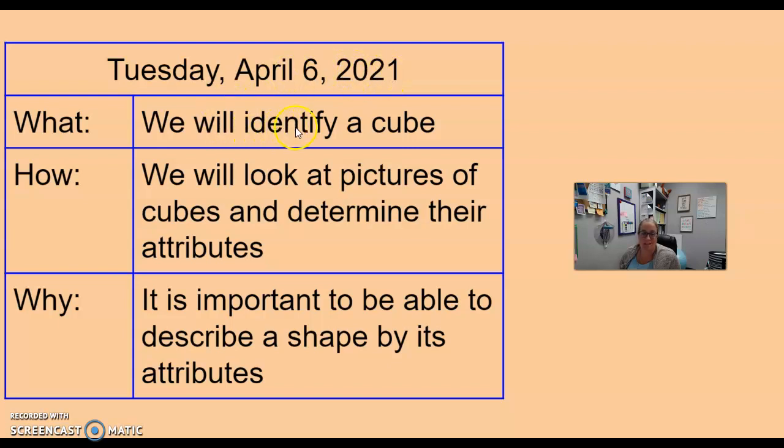Today we are going to identify a cube. We're going to learn about what that is in a minute. We will look at pictures of cubes and determine their attributes, so we're going to talk about that also. It is important to be able to describe a shape by its attributes.